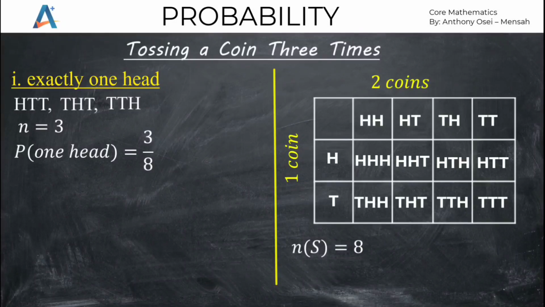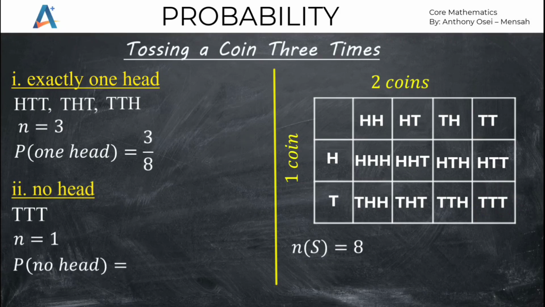With II, we are talking about no head. And if it's no head, then the one that qualifies is tail, tail, tail, and the number is just one of them, because tail, tail, tail is the only outcome with no head. That is to say, three tails without a head. All the three were tails. The first toss was a tail, second toss was a tail, and even the third toss was a tail. That makes it no head. So the probability of no head will be only one outcome divided by eight outcomes. So one out of eight.